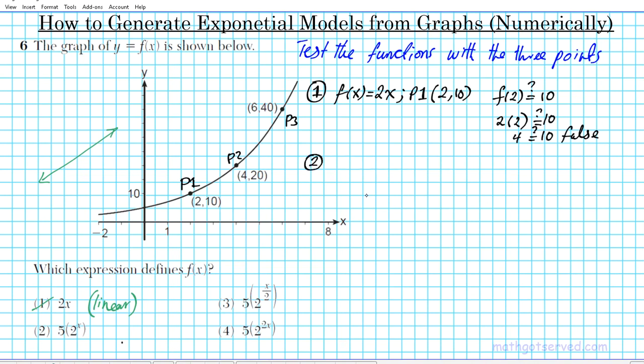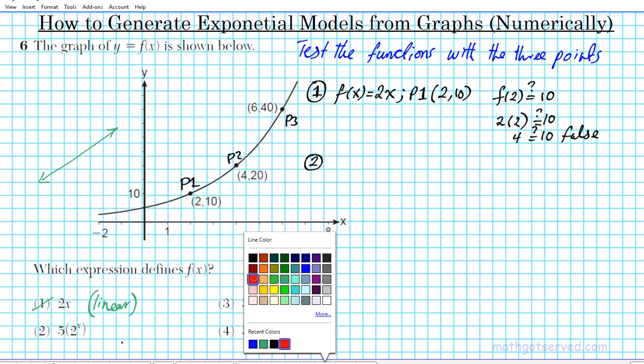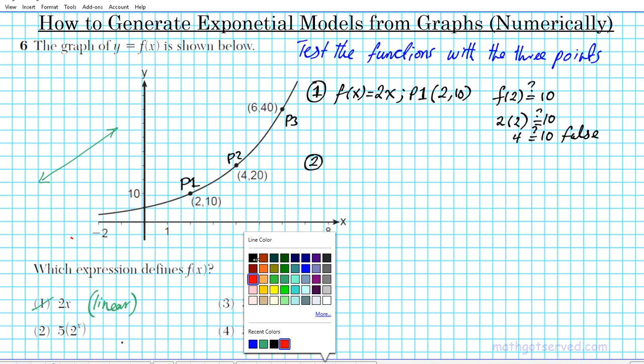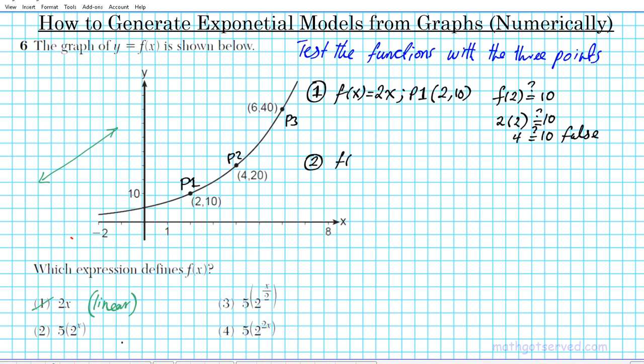Let's move to option 2. Options 2, 3, and 4 are all exponential functions. How do we know? Because the variable term, the x, is in the exponent position. So all these 3 are exponential functions, and we have to check them all. Let's continue with option 2. The function is 5 times 2 to the x. I didn't write it correctly, so that's 5 times the quantity 2 to the x.